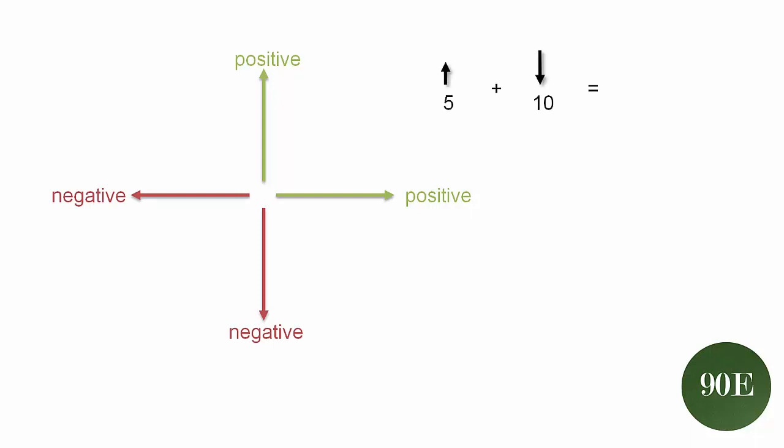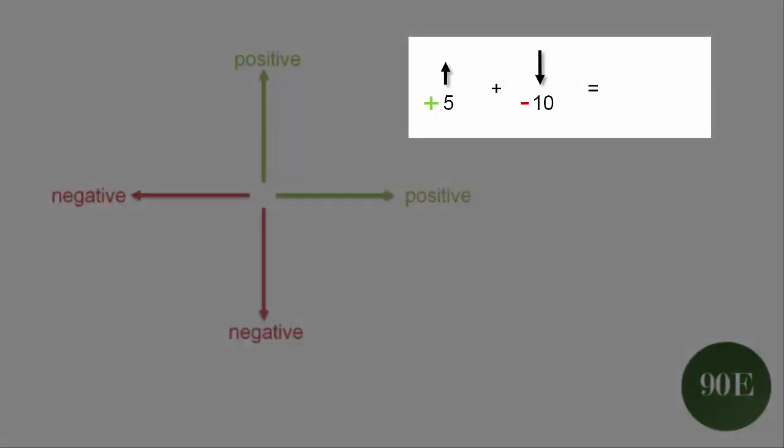Well, we had this equation just a moment ago. Let's apply what we've just learned to this equation. So the 5 here is pointing upwards. That must mean that it's a positive 5. The 10 is pointing downwards, which means it must be a negative 10. Once we've decided which vectors are positive and which are negative, we can do some simple arithmetic and work out what the answer will be. So positive 5 plus negative 10 equals negative 5.